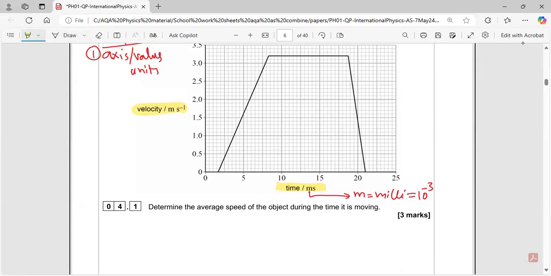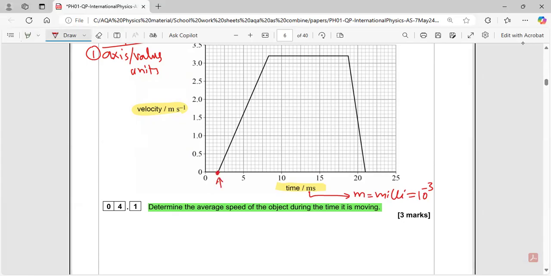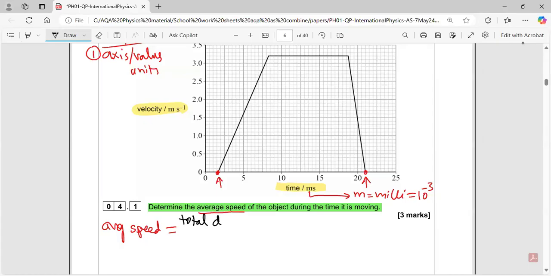Okay, what's the question? The question is to determine the average speed of the object during the time it is moving. During the time it is moving. Okay, that's really important. It started motion from here and it stopped here. So this whole area represents the motion. But they're saying the average speed. So you know that the average speed is equal to total distance, as they're talking about speed, so I'll be writing distance, over total time.